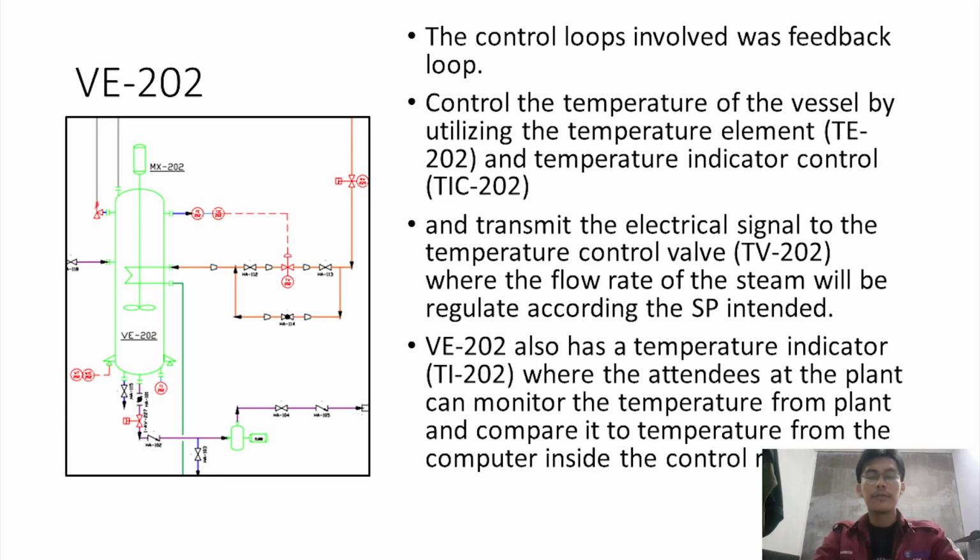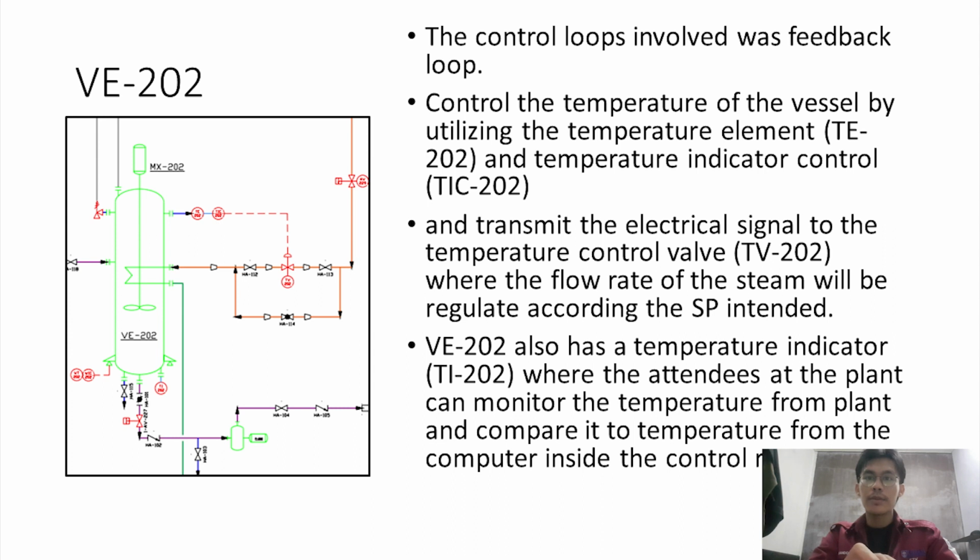Next is the VE202. VE202 also uses a feedback loop, which controls the temperature of the vessel by utilizing the temperature element TE202 and the temperature indicator controller TIC202. Then it transmits the electrical signal to the temperature control valve TV202, where the flow rate of the steam will also be regulated according to the set point intended.